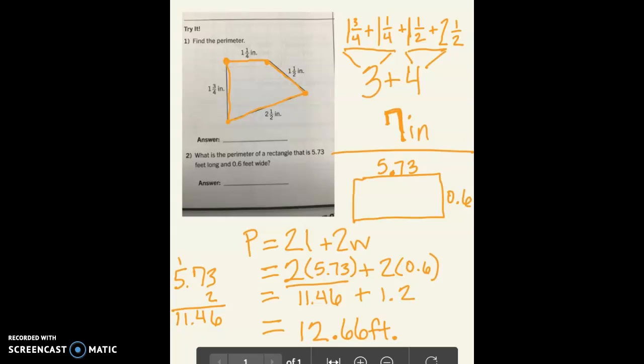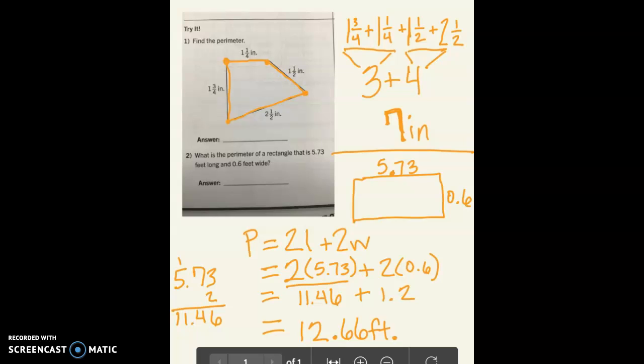Okay, so I'm going to look at the student work to see if I can understand how they chose to solve these problems. Looking at question 1, it says to find the perimeter. I can see that this shape is a quadrilateral, and looking at the student work, it looks like they chose to add up all four sides. So they had 1 3/4 plus 1 1/4 plus 1 1/2 plus 2 1/2.